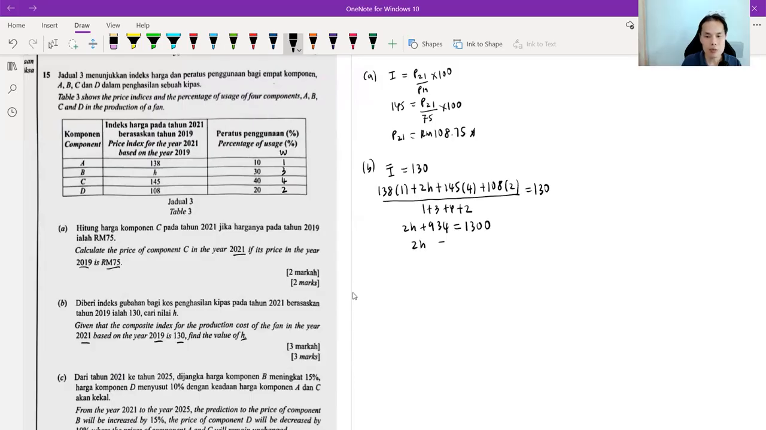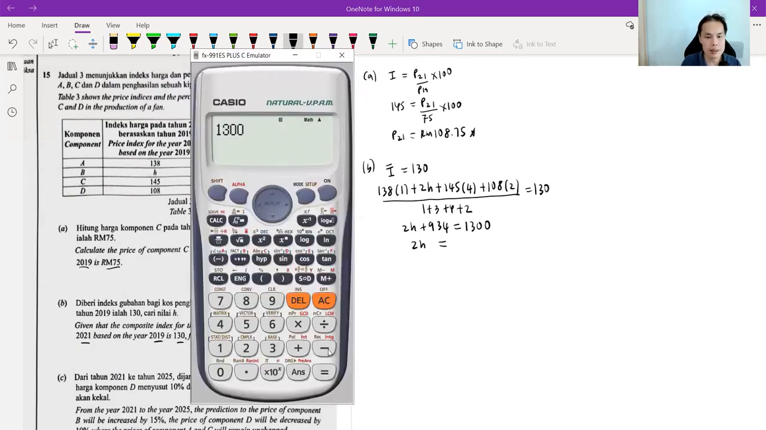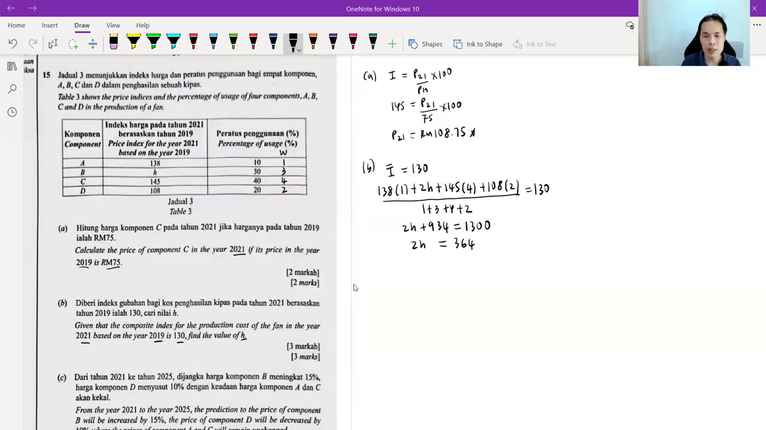So let's bring it over. 1300 minus 936. Okay, I'll show you. You actually can do it mentally. 936. I got 364. Right. That 364 I divide by 2. I get 18.